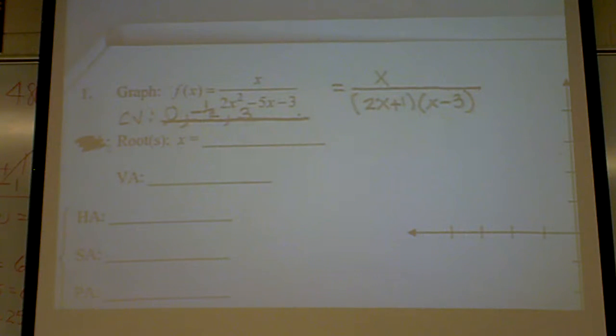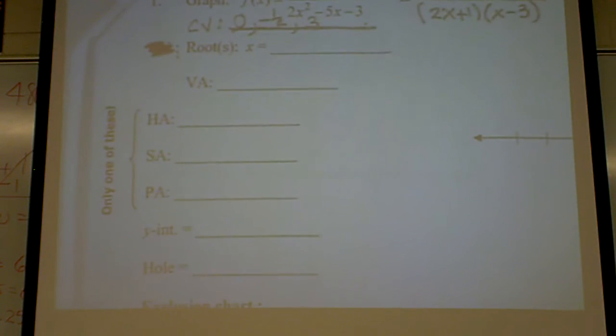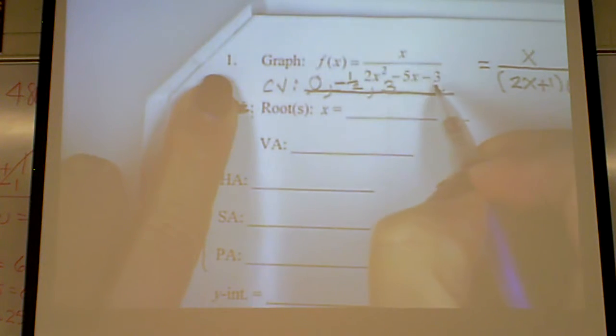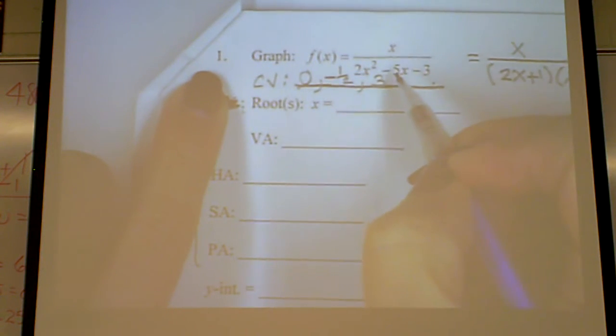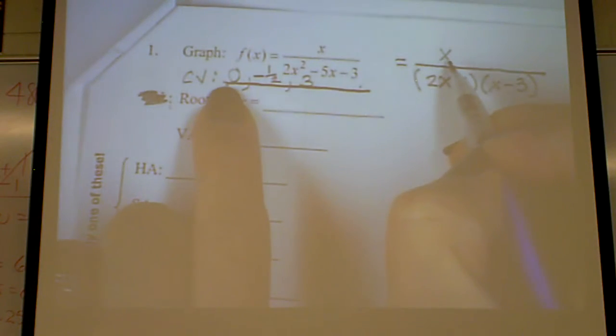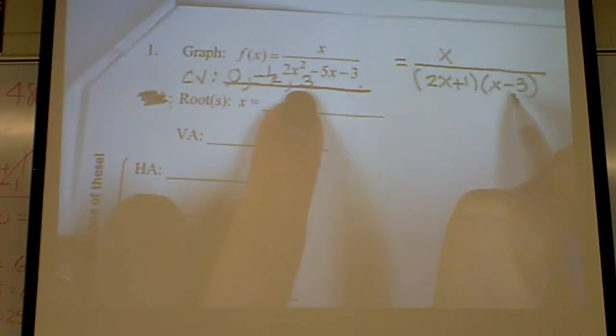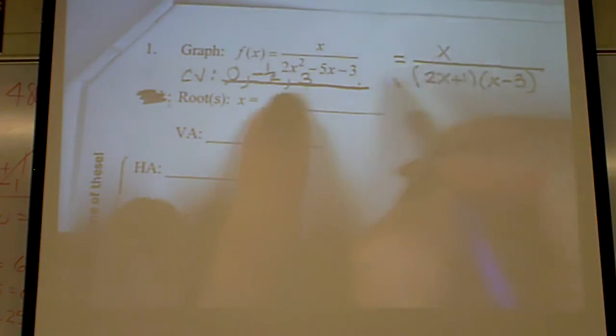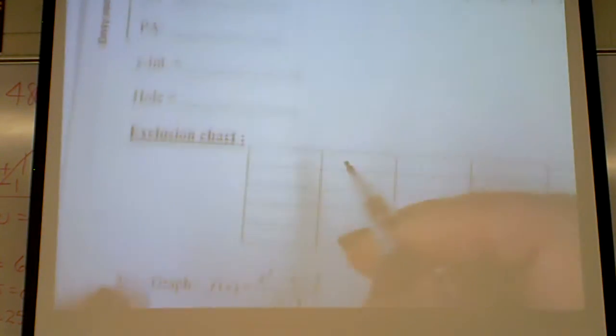Do you guys see at the bottom it says exclusion chart? Your critical values are where the numerator and the denominator give you a 0. So 0 here, for every x, you're gonna get a 0. 0, negative 1/2, and 3. You are going to use these three numbers right down here.